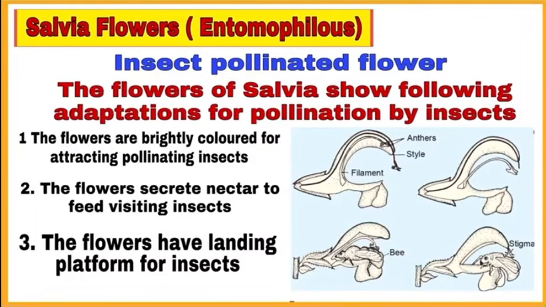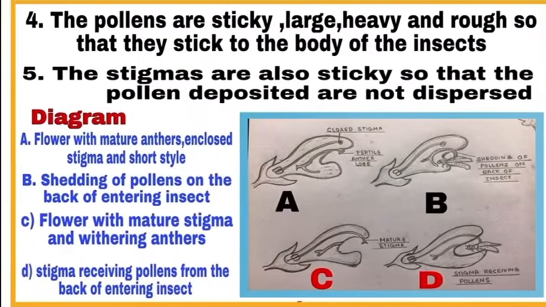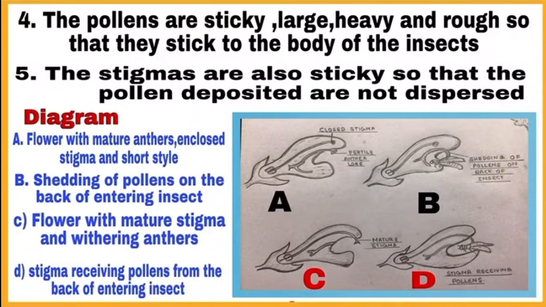The shape of the flowers is such that insects can easily land and sit on them. Fourth, the pollens are sticky, large, heavy and rough so that they stick to the body of the insects. Fifth, the stigmas are also sticky so that the pollen deposited are not dispersed.